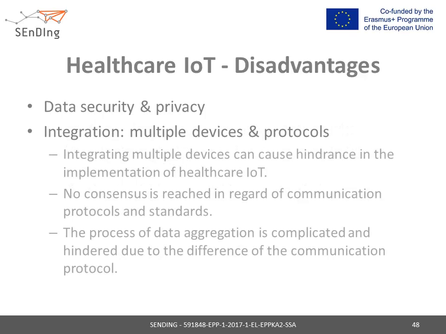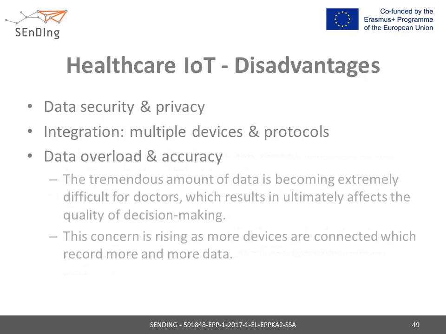Integration, multiple devices and protocols. The integration of multiple devices can cause hindrance in the implementation of IoT in the healthcare area. This is happening because the device manufacturers have not reached a consensus in regard of communication protocols and standards. As a result, even though most devices are connected, the process of data aggregation is complicated and hindered due to the difference of the communication protocol. This non-uniformity of the connected devices' protocols is able to slow down the whole process as well as reduce the scope of scalability of IoT in healthcare.